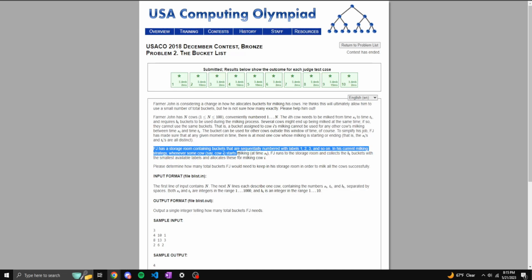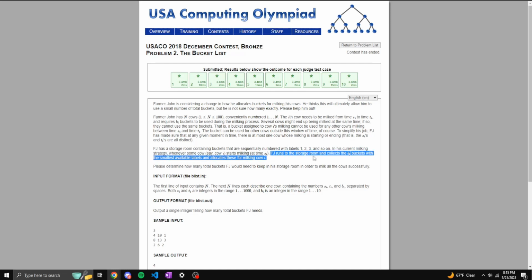Farmer John has a storage room that is sequentially numbered with labels 1 to 3 and so on. In his current milking strategy, whenever a cow i starts at time Si, FJ will run to the storage room and collect Bi buckets for cow i, which is how much the cow needs for milking. And we want to determine how many total buckets FJ would need to keep in the storage room in order to milk all the cows.